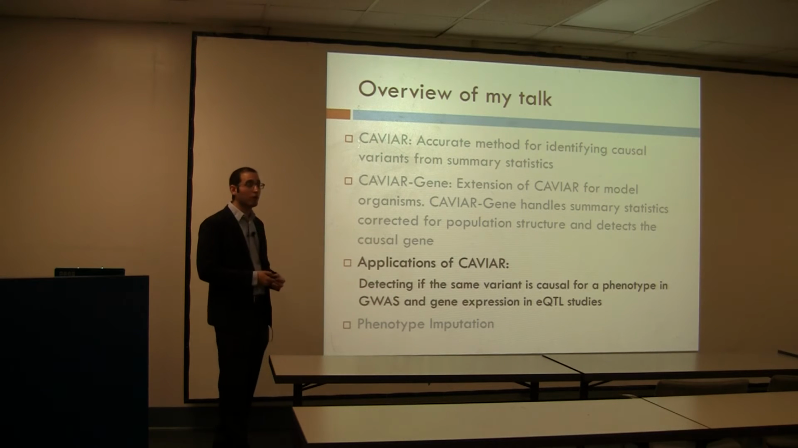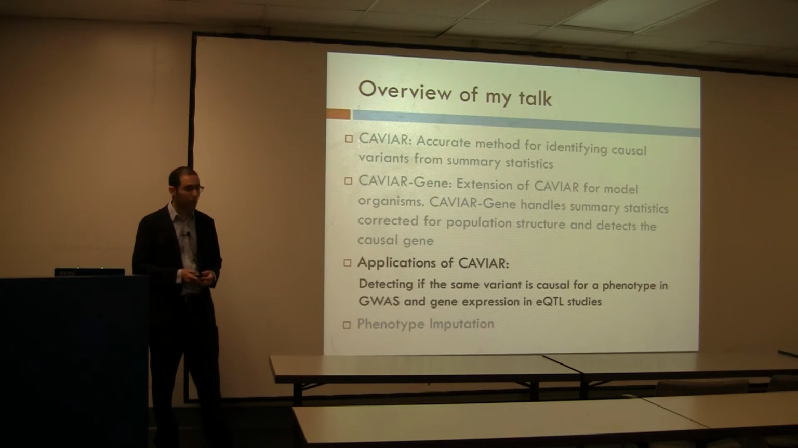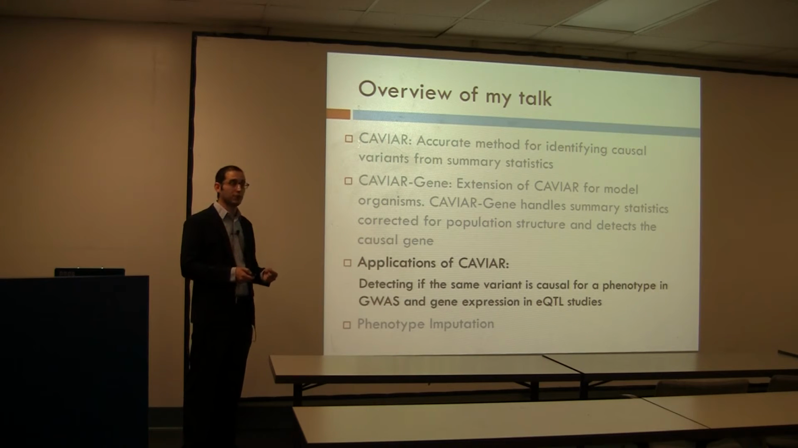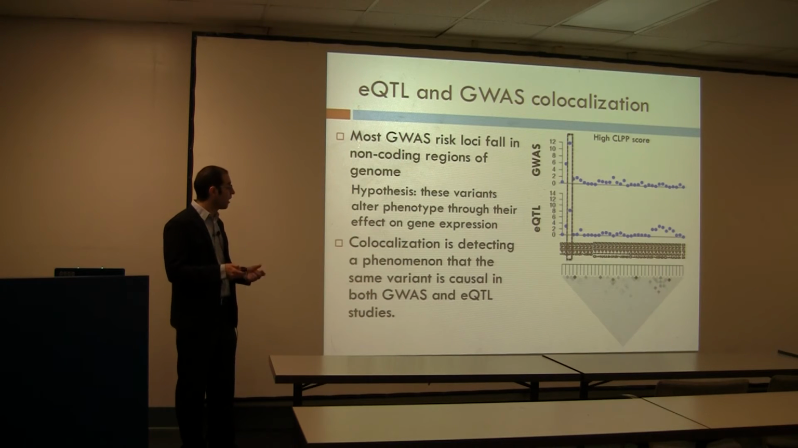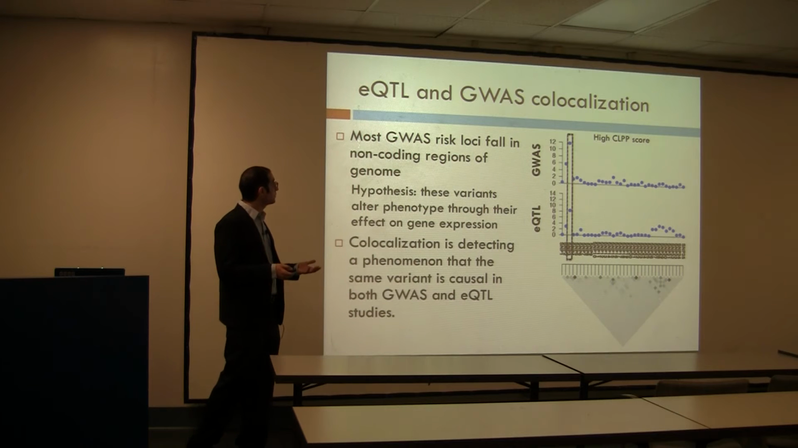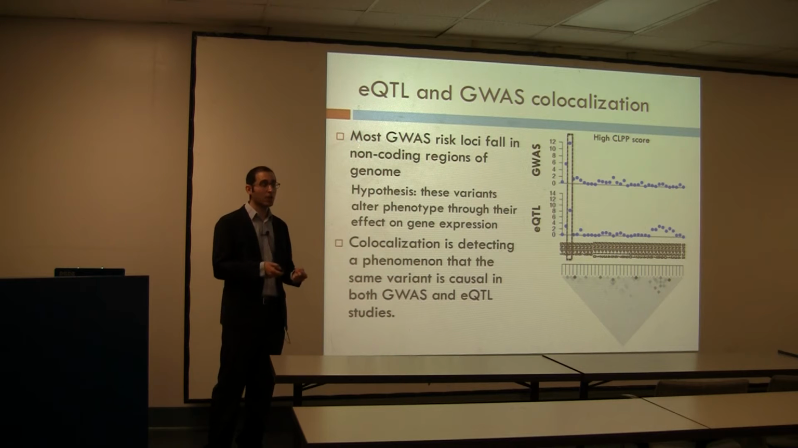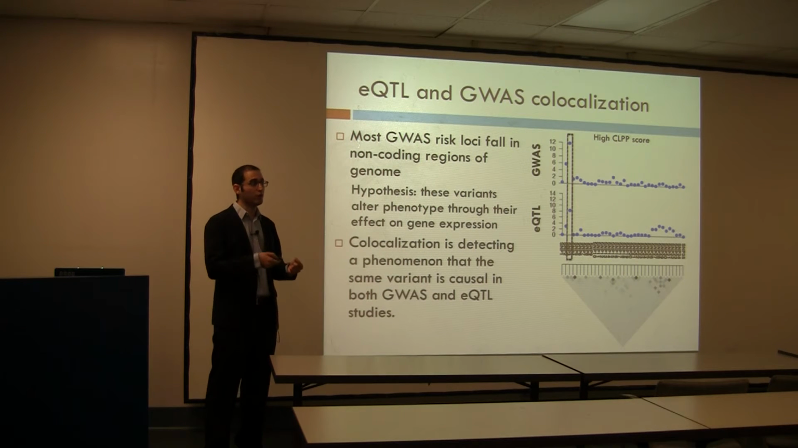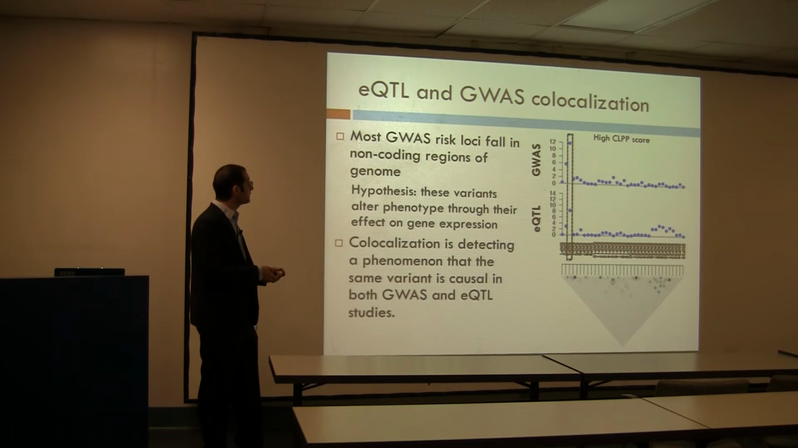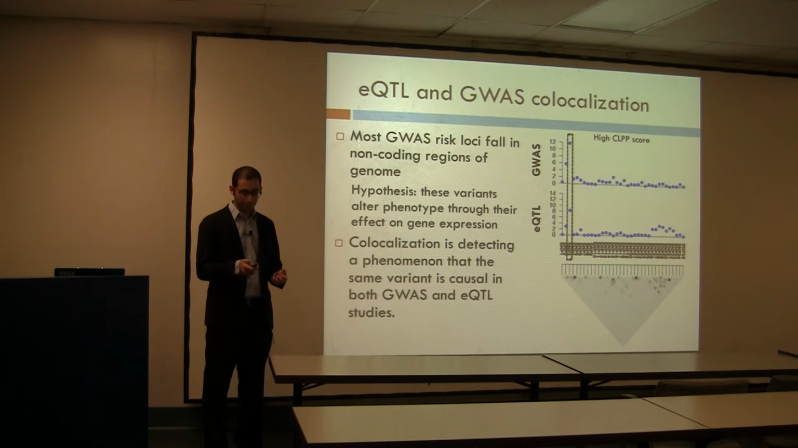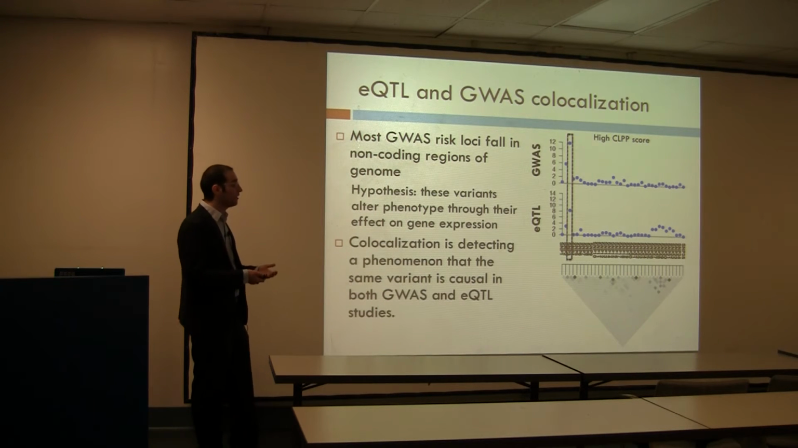So I will go to the third part of my talk, which is an application of the CAVIAR model. We want to know if a variant is causal in 2 different studies, for example, if the variant is causal in both eQTL and GWAS. Now, you may wonder why we want to do that. Most of us know that most GWAS risk loci fall in non-coding regions, so it's not clear how these GWAS variants affect the phenotype if they are in non-coding regions. The main hypothesis is that these GWAS risk loci affect the phenotype by affecting the gene expression of a gene. So what we want to know is, can we compute this probability?